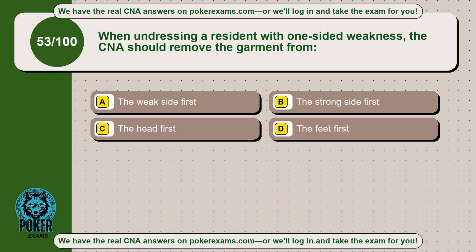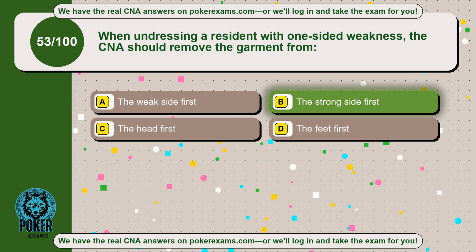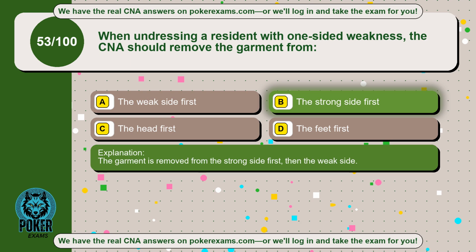Question 53. When undressing a resident with one-sided weakness, the CNA should remove the garment from: Option A, the weak side first. Option B, the strong side first. Option C, the head first. Option D, the feet first. The correct answer is option B, the strong side first. The garment is removed from the strong side first, then the weak side.